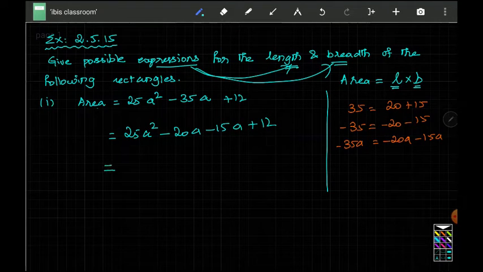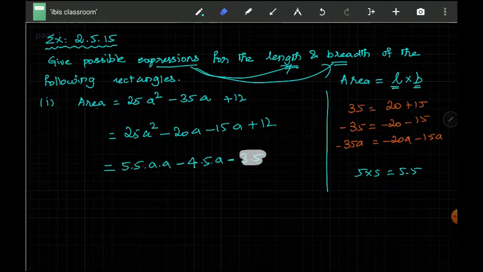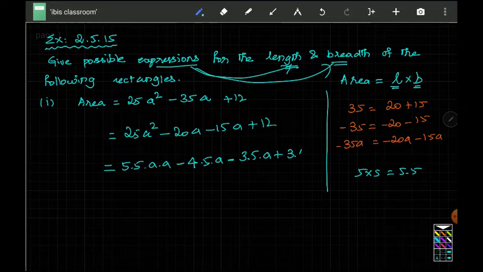And here we just need to break this down and take some things in common. So 25 can be written as 5 into 5. This a square can be written as a into a. Minus 20a: here 5 is there, so this can be written as 4 into 5 into a. Minus 15a can be written as 3 into 5 into a. And this 12 can be written as 3 into 4.